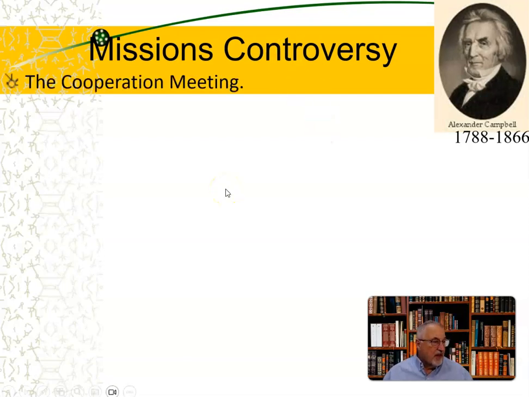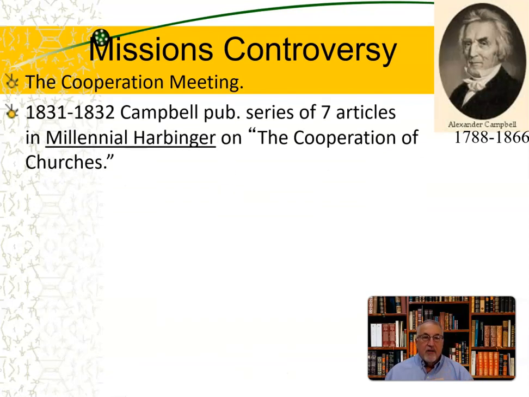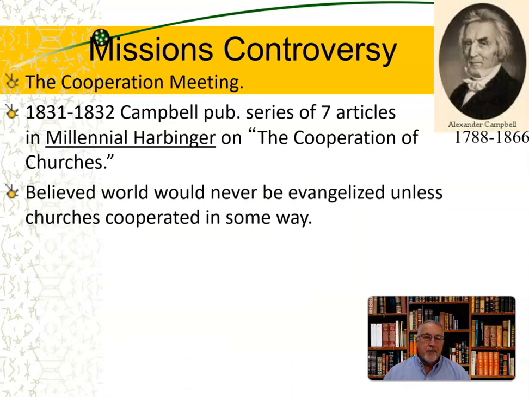So we see then a cooperative meeting is called. And this comes as a result of Alexander Campbell, who publishes in the Millennial Harbinger a series of 7 articles which he entitles The Cooperation of Churches. This is from 1831 to 1832. He believed that the world would never be evangelized unless churches cooperated in some way.